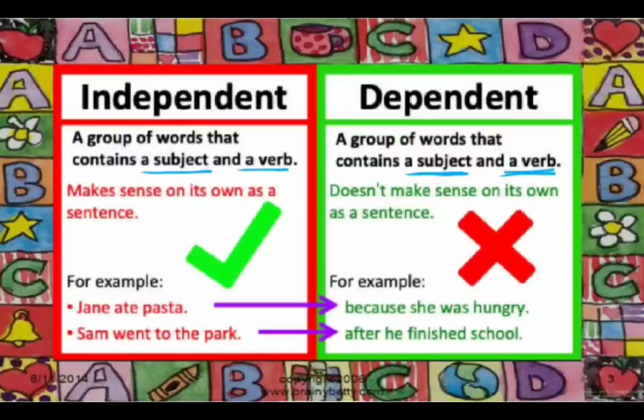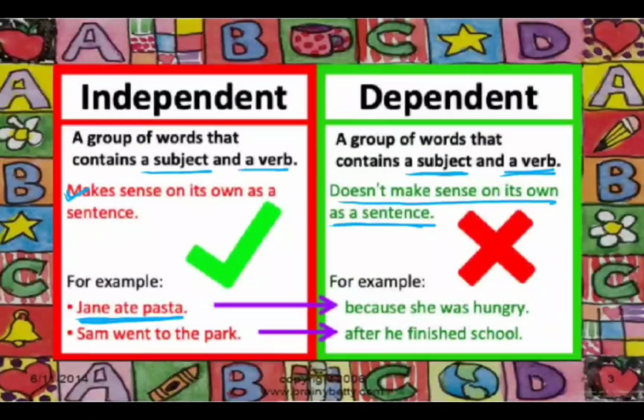Does it make sense on its own as a sentence? Yes. For example, I will call you, or here, Jane ate pasta. The moment there is more reasoning or additional information, you join this main clause with a subordinate clause giving added information. A dependent clause doesn't make sense on its own because it's additional information. That added information has to be linked with the independent clause.